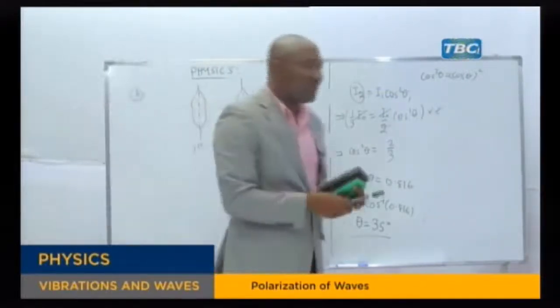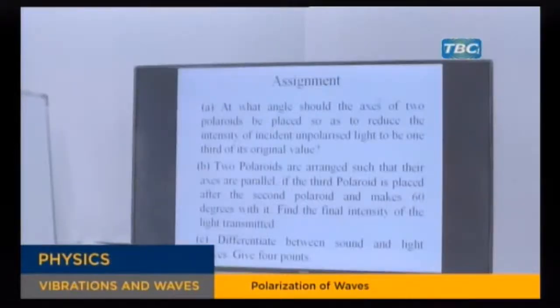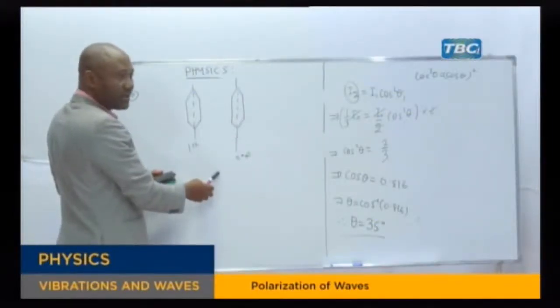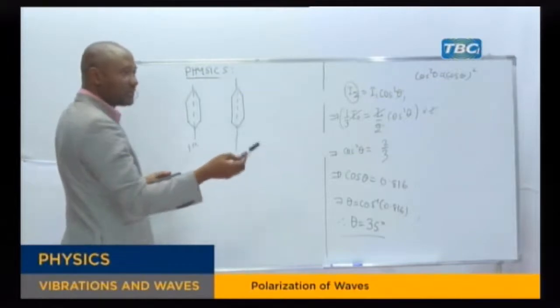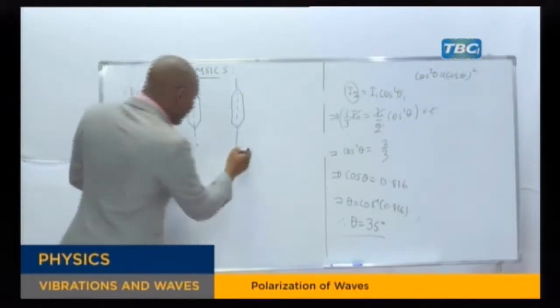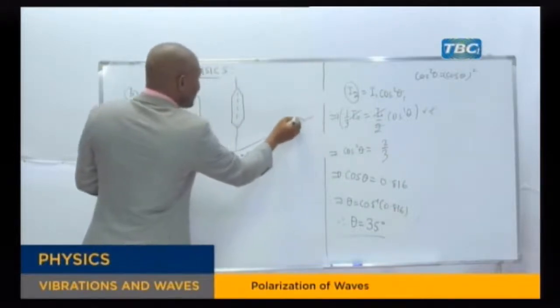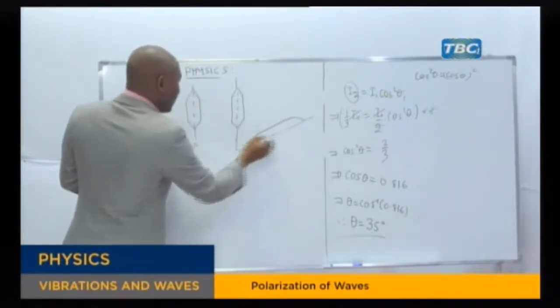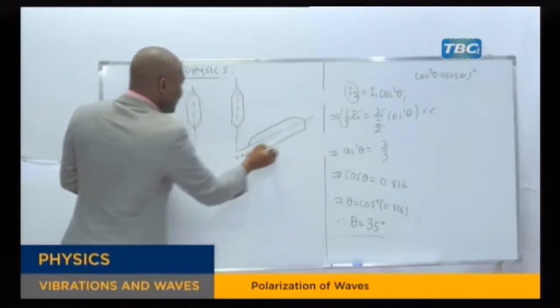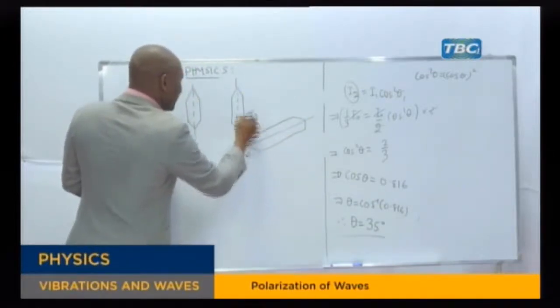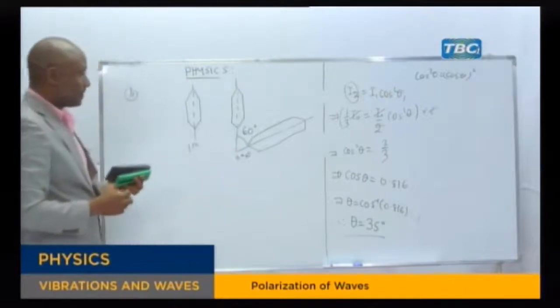Now, the third Polaroid is placed after the second. Okay, the third one is after this. How is it now placed? It makes 60 degrees with it. So you have another Polaroid here, which is now making an angle of 60 degrees with this one, the second.